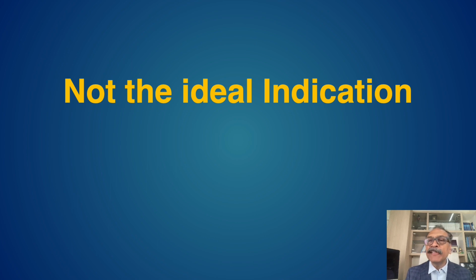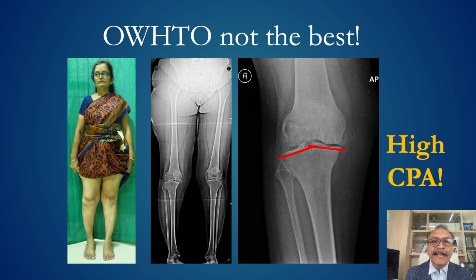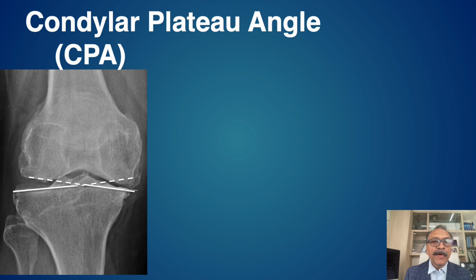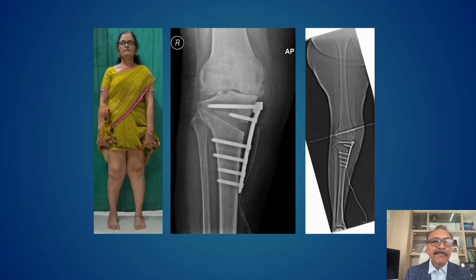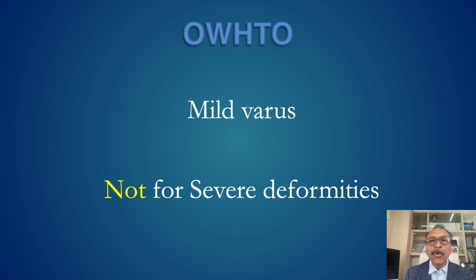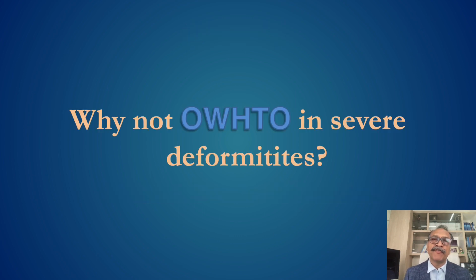Sometimes the medial opening wedge is not the ideal indication. This lady has a high condylar plateau angle, which I could not detect before the year 2014. And we've spoken about this, and we've done the medial opening wedge, but I'm worried that the teeter-totter effect in the joint will persist and she may not get a long-term result. So the opening wedge is ideal for mild varus, but not for severe deformities.